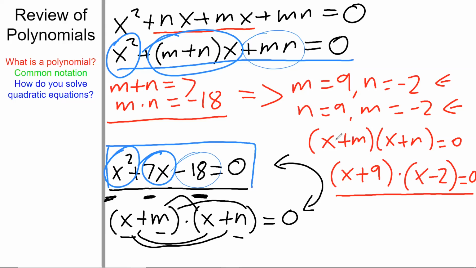Well, in order for two things multiplied to be 0, at least one of them has to be 0. So if this one was 0, we get x equals to -9. And if this one was 0, we get x equals 2.